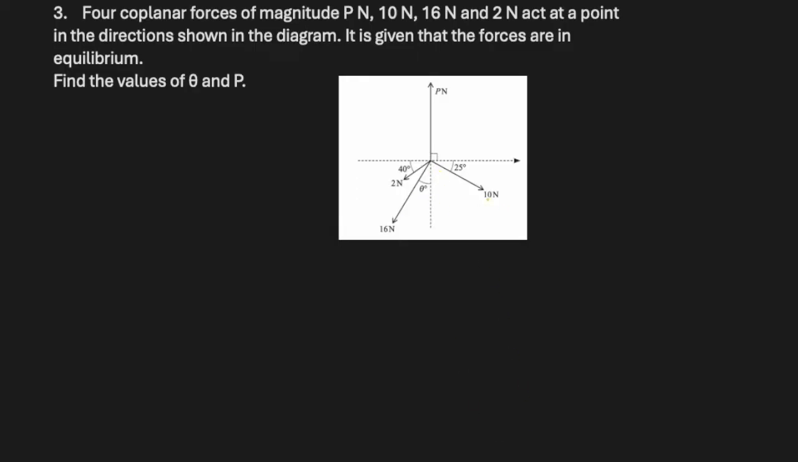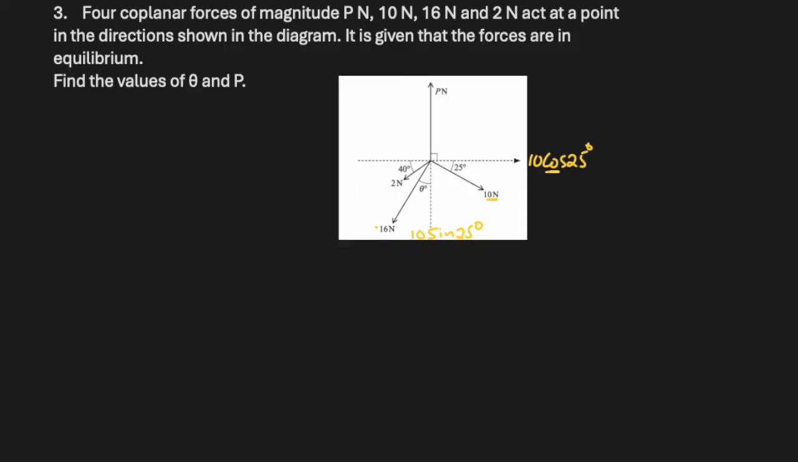And let's start with this 10 Newton, which is making 25 degrees angle with the horizontal line. So its component in this direction will be 10 cos 25. Wherever the angle is, that becomes the cos component. Angle is with this axis, it will be cos. So the one on the opposite axis here will be the sine component, 10 sin 25.